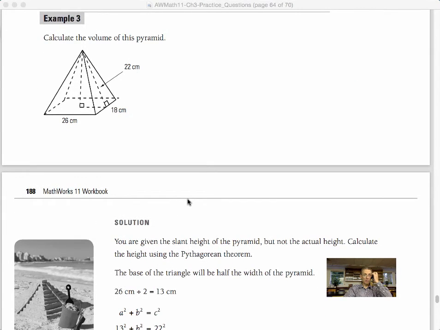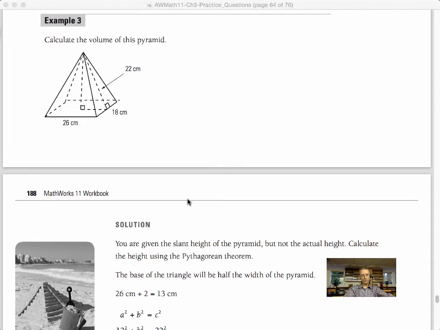Example 3 is calculate the volume of this pyramid. Remember, if we're calculating the volume, we need to go 1/3 the length times width of the base times the height of the pyramid. Trouble is, although we have the length and the width of the base, we do not have the height. So we're going to have to calculate that. They tell us this little length here is 22. Why did they tell us that? It's because it's going to be helpful in calculating the height. I'm going to mark this as H.